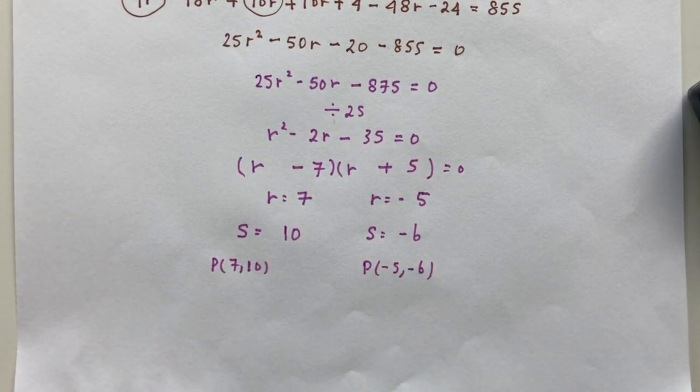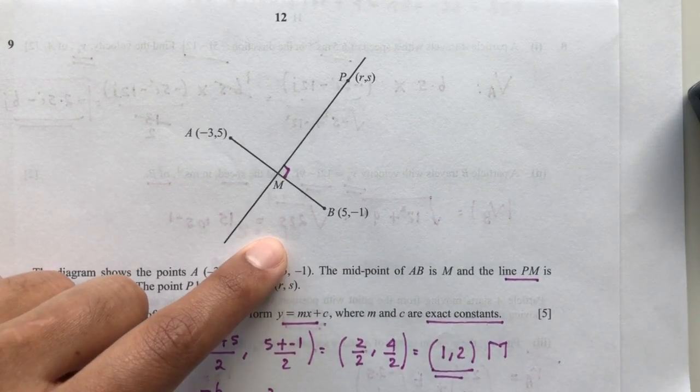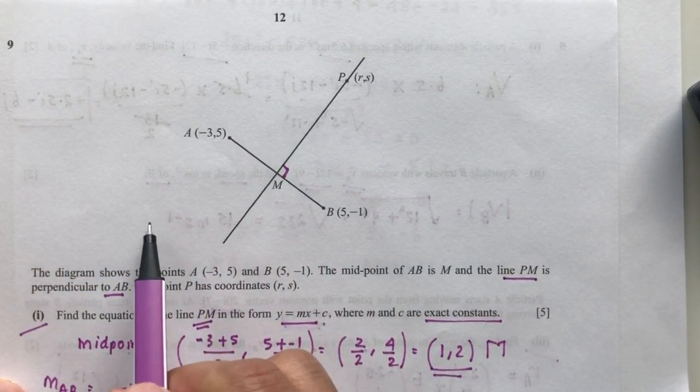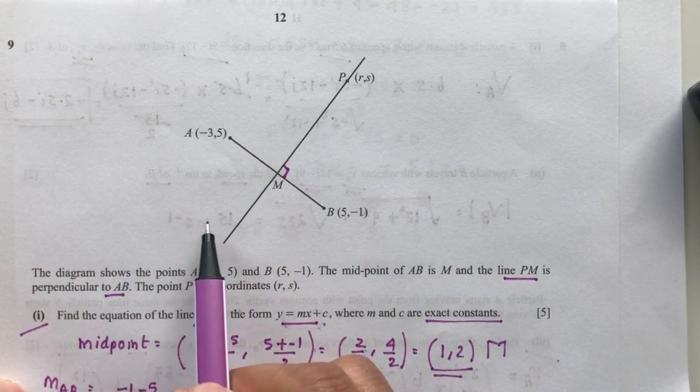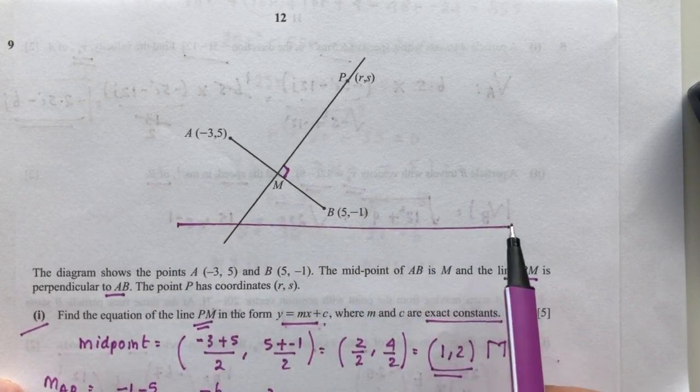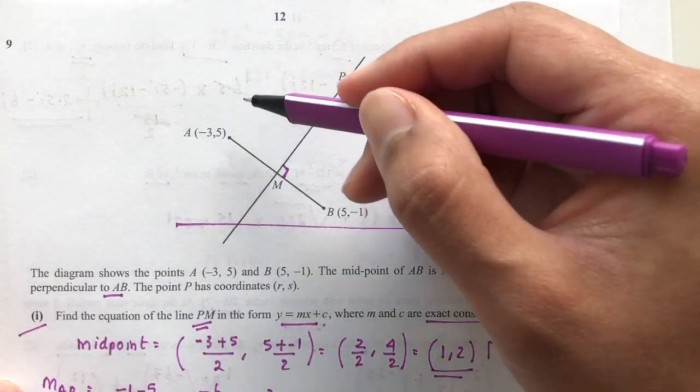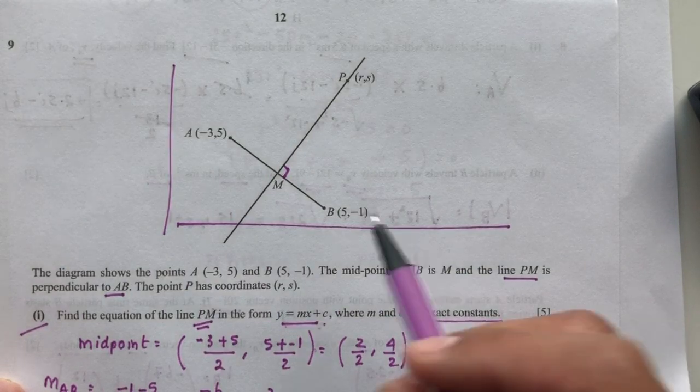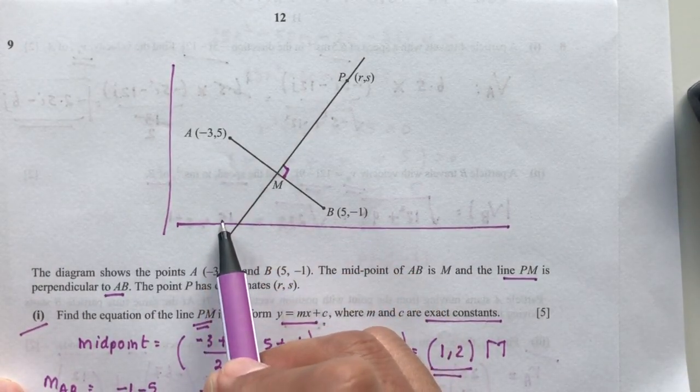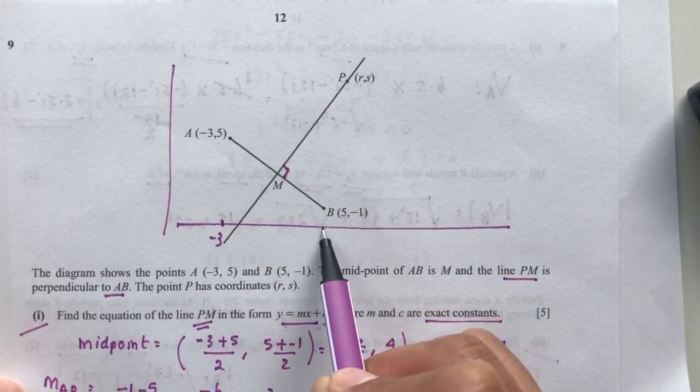But now, as you can see from this drawing, this is your x-axis, let's put it this way, and this will be your y-axis, right? So as you can see, the value of minus 3 is here. This is 5.